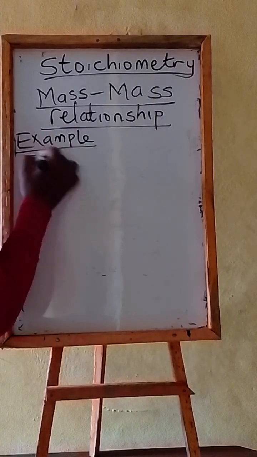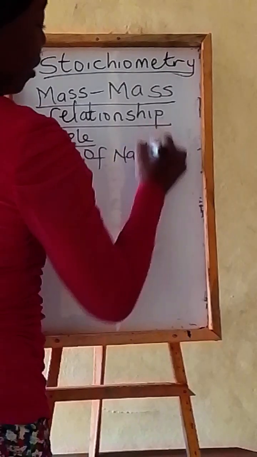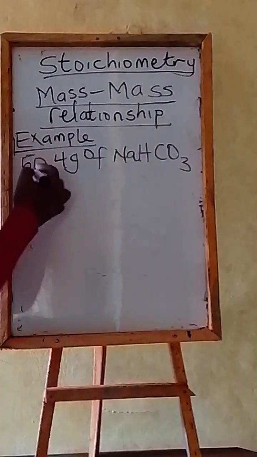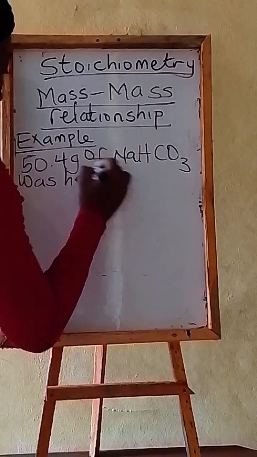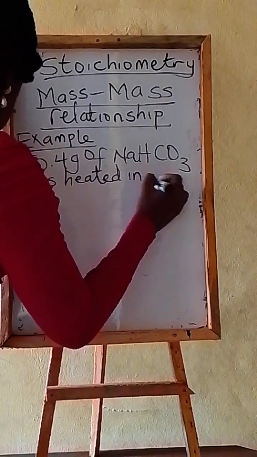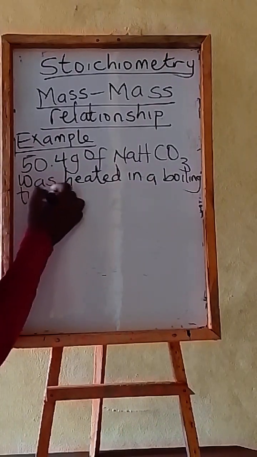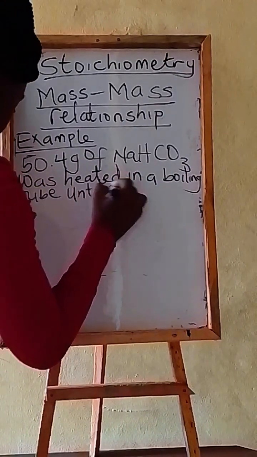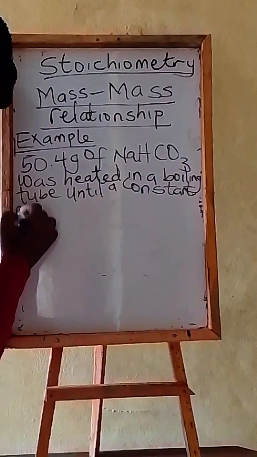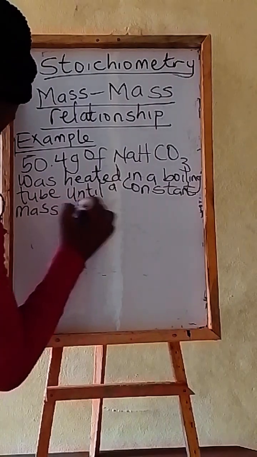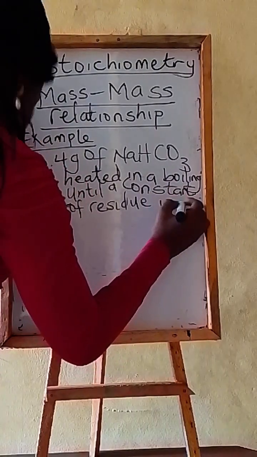We have 50.4 grams of NaHCO3 that was heated in a boiling tube until a constant mass of residual is got.